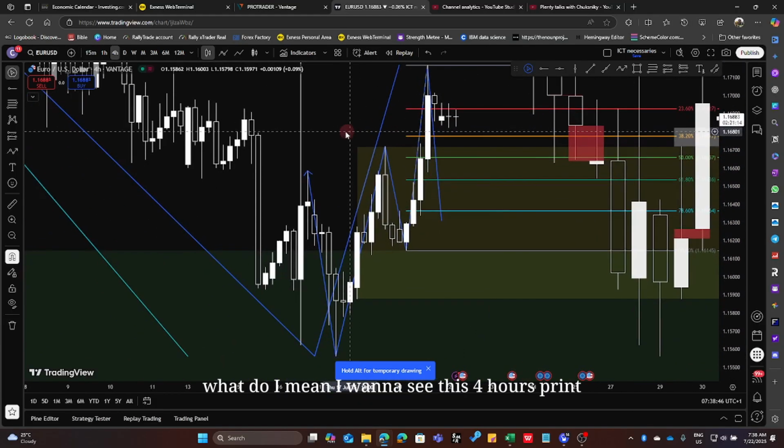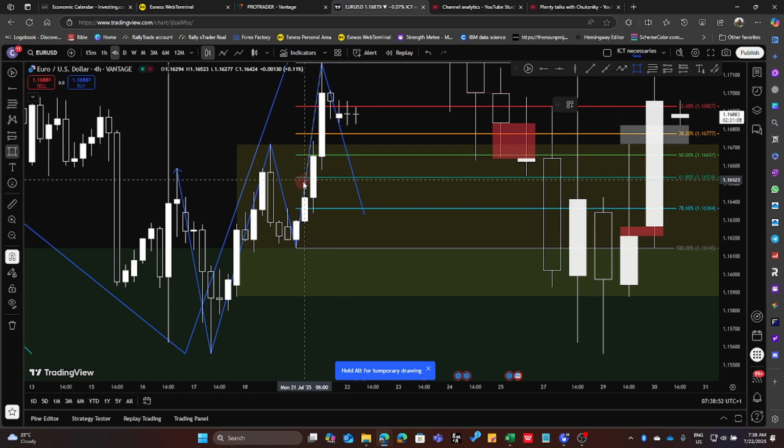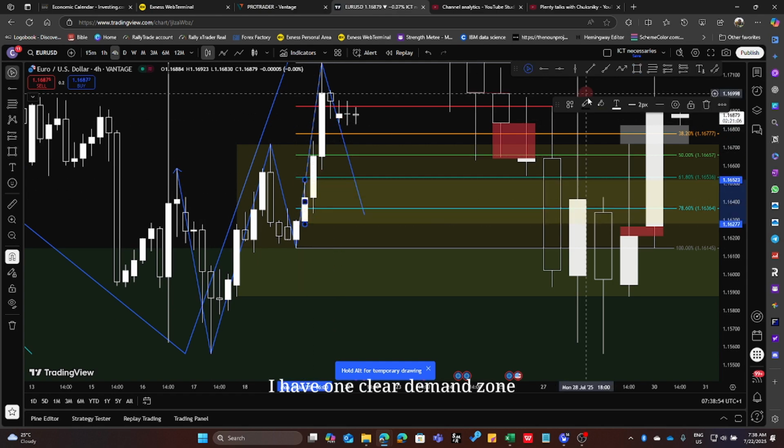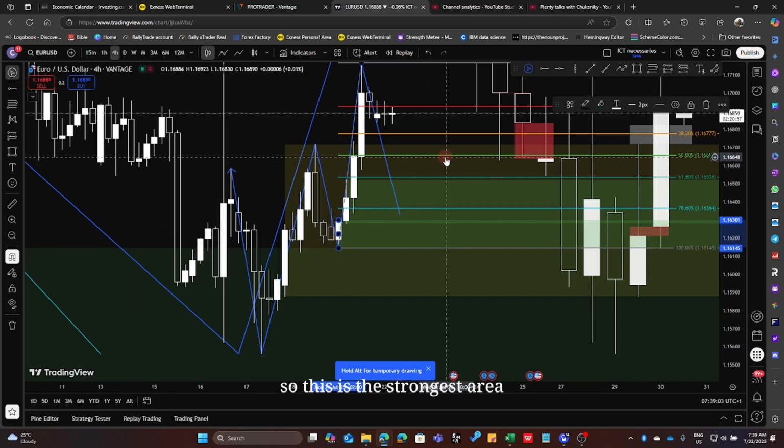What do I mean? I want to see this 4 hours print price down to the demand zones. Why? I have demand zones here. I have one clear demand zone, so give me the good zone color. This is a good zone. And then I have another one here. So this is the strongest area price may give me that print.